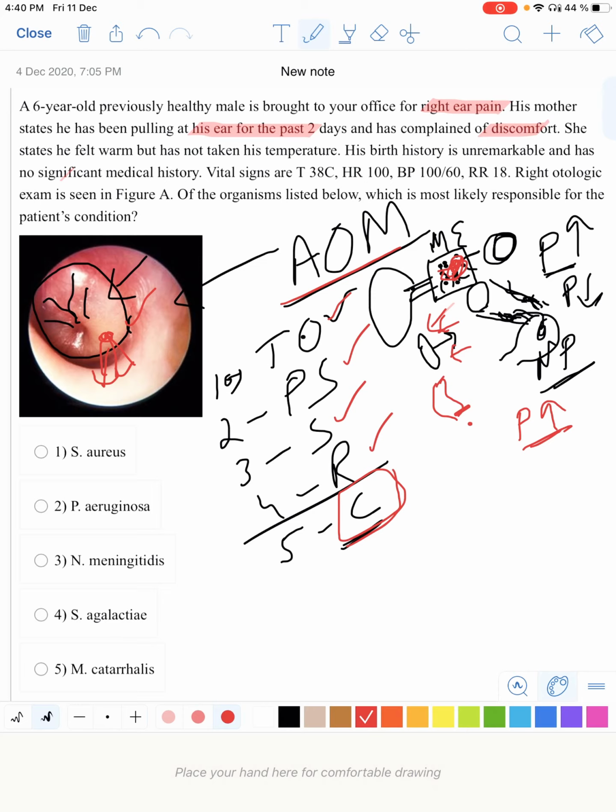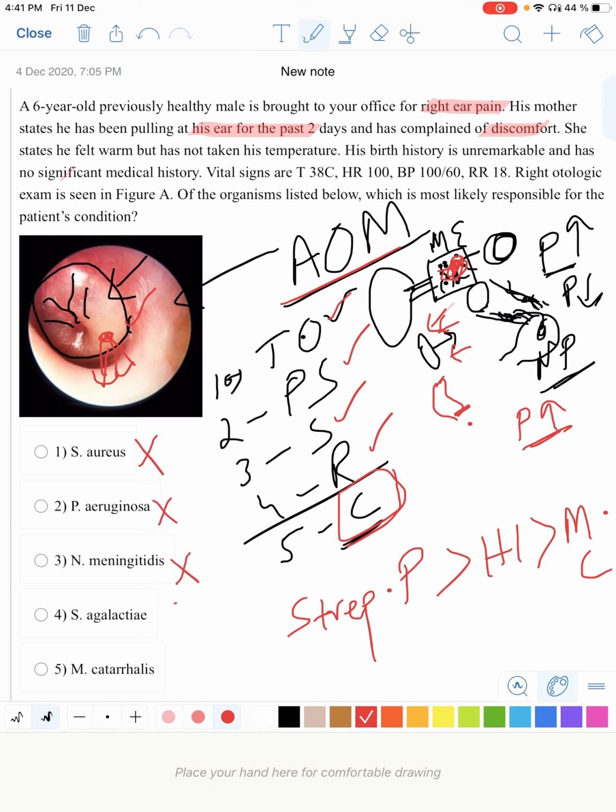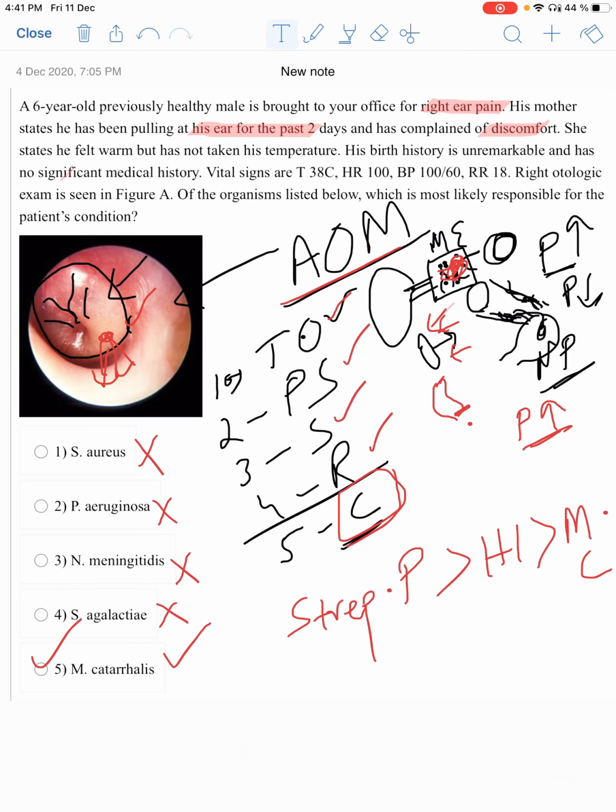So they are asking which organism is most likely responsible for acute otitis media. We have Streptococcus pneumoniae, followed by Haemophilus influenzae, followed by Moraxella catarrhalis. Staph aureus is not a common cause. Pseudomonas aeruginosa mostly causes external otitis. Neisseria meningitidis is not a cause. So Streptococcus pneumoniae is the answer. Let's go to the next question.